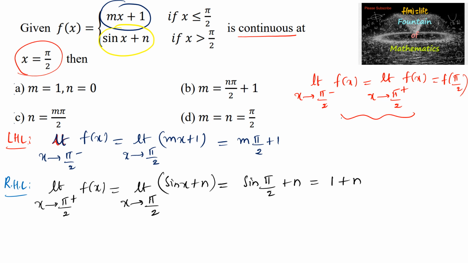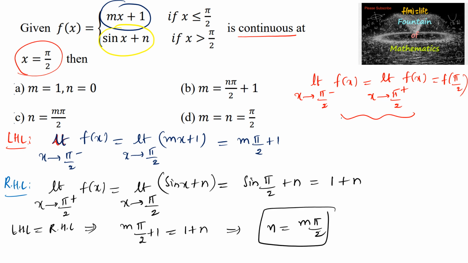Since left limit and right limit both are equal, limit exists. So left hand limit is equal to right hand limit. Since the function is continuous, we can use m times pi by 2 plus 1 is equal to 1 plus n, or we can write n is equal to m times pi by 2. So which is our option C. N is equal to m times pi by 2. Option C is the right answer.